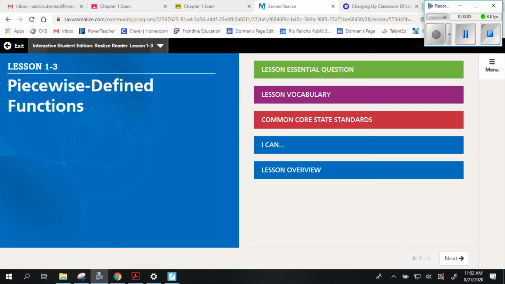Hi, Algebra 2, and welcome to lesson 1.3. We're going to talk about piecewise defined functions. So we're going to graph them. We're going to talk about domain and range. We're going to get right into this.